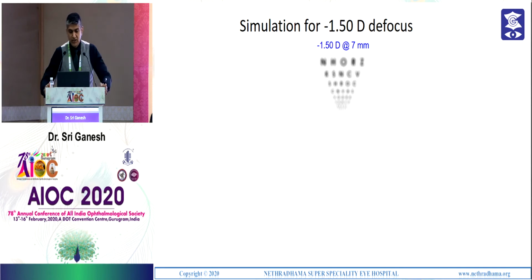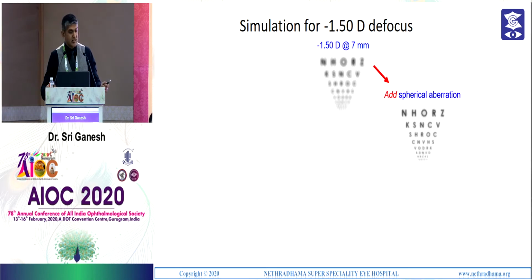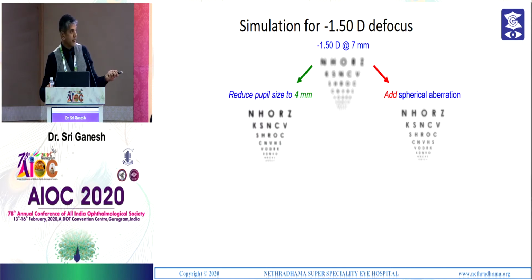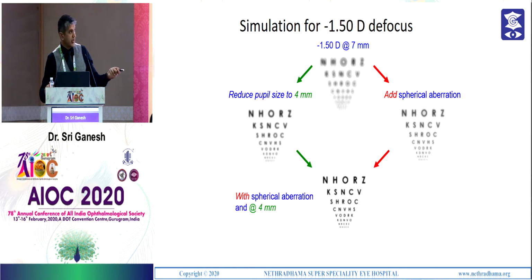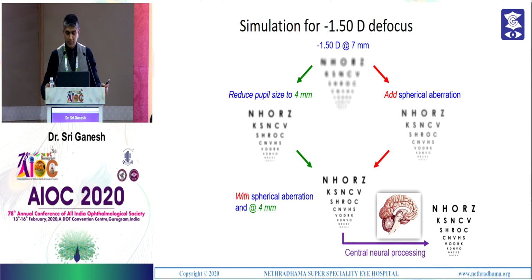If you look at a simulation for 1.5 diopters of defocus at 7 millimeters, it is pretty blurry and you may not be able to read the target. But if you add spherical aberration, it becomes better. If the pupil size reduces to 4 mm also, it's a little better. You combine both of them, then it's a fairly decent image. And combined with the central neural processing, the image is quite good.